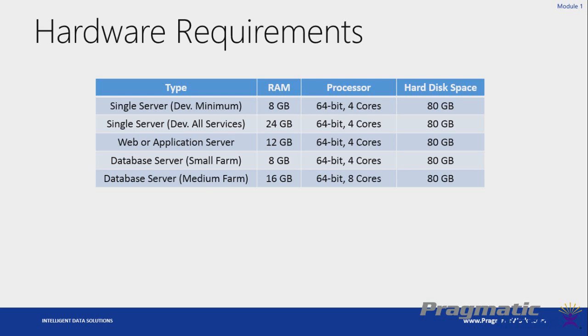4 cores of processor, and then 80 gigabytes. You'll see that's kind of a common theme all the way down, the 80 gigs of hard drive space. So that's what you need to basically get your SharePoint server by itself up and running. Keep in mind that first line there is just for SharePoint, not involving SQL Server at that point.